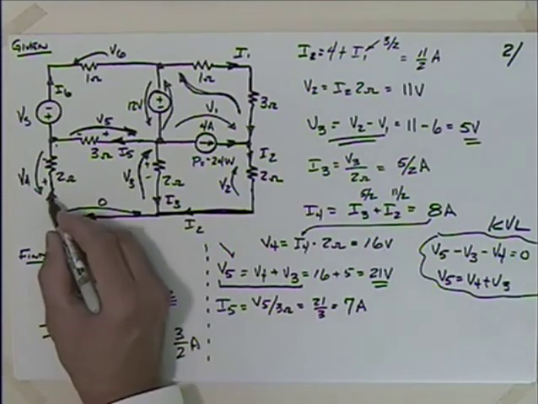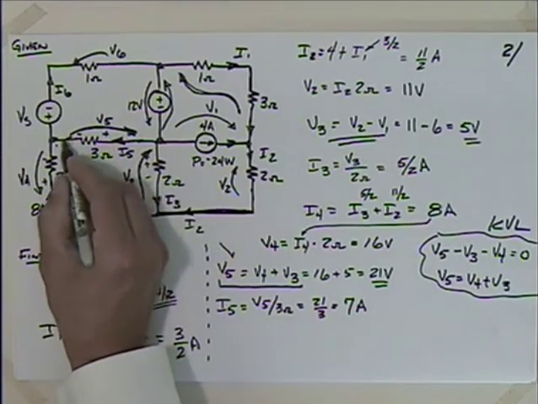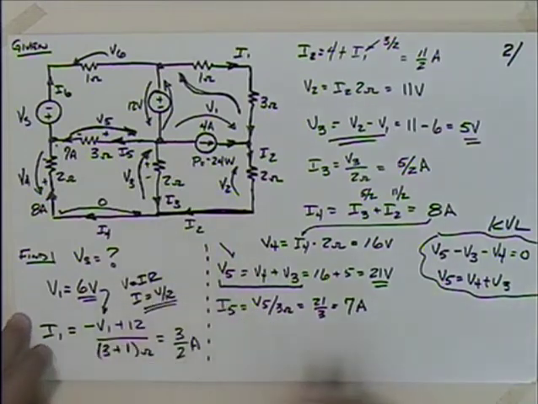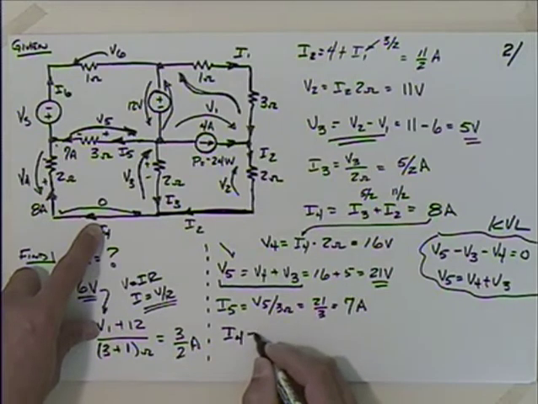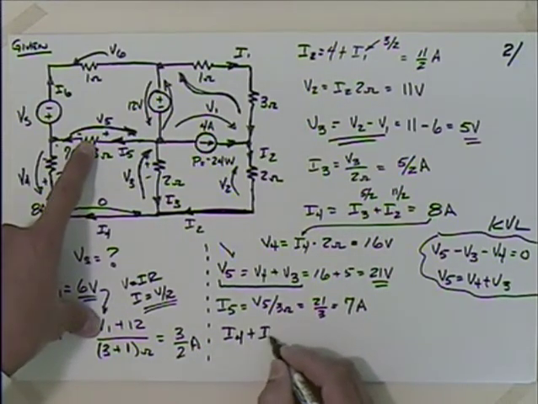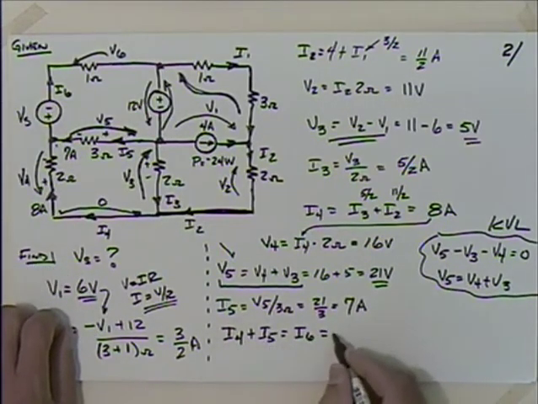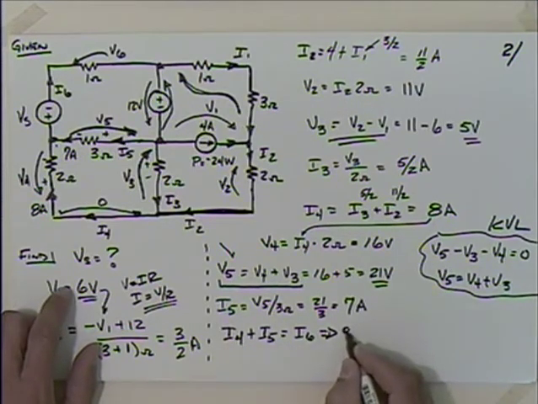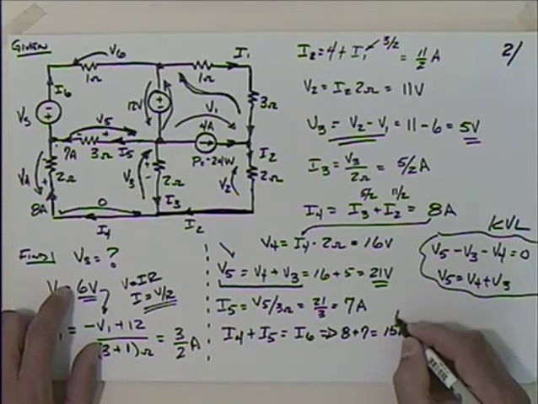Now let's see. I've got I4, which is, what did we come up with for I4? 8 amps. And I got I5, which we just found was 7 amps. So what's I6 going to be? Well, we could say that I4 plus I5 is equal to I6. So we have I4, which was 8, plus I5, which is 7, is equal to 15 amps. That's what I6 is.